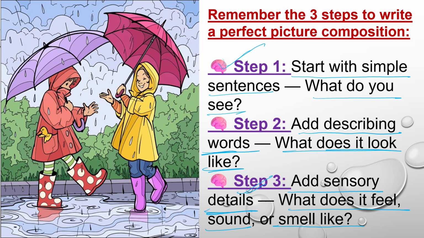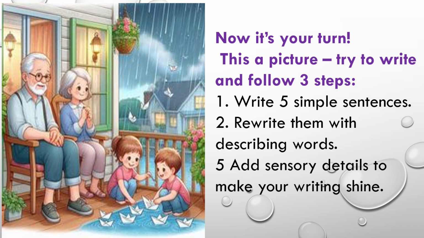Hope you understand. So now it's a turn for you. This is a picture. This you have to write, and again while writing your picture composition you will use these 3 steps. What are these 3 steps? First you will write 5 simple sentences, then rewrite them with the describing words, and then in the last add sensory details to make your writing shine. So for an amazing writing you will use these steps. These are the 3 basic steps.